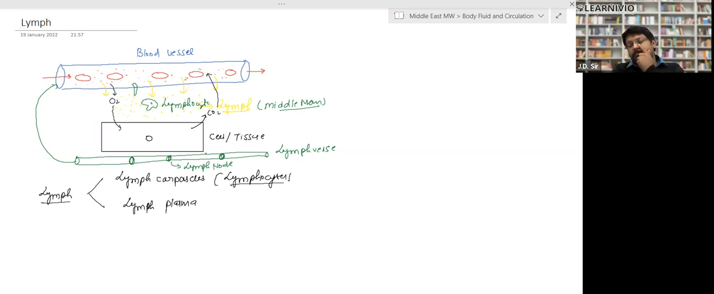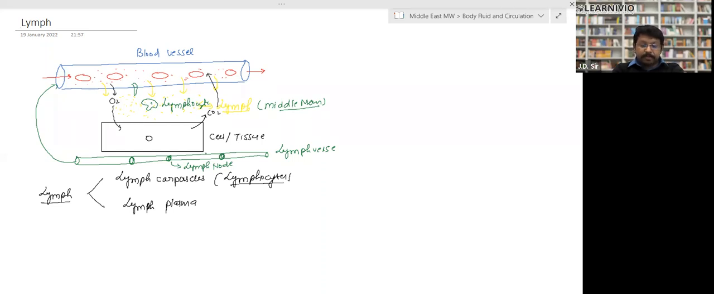Lymph plasma contains protein, calcium, phosphorus, high glucose and antibodies. Full stop.